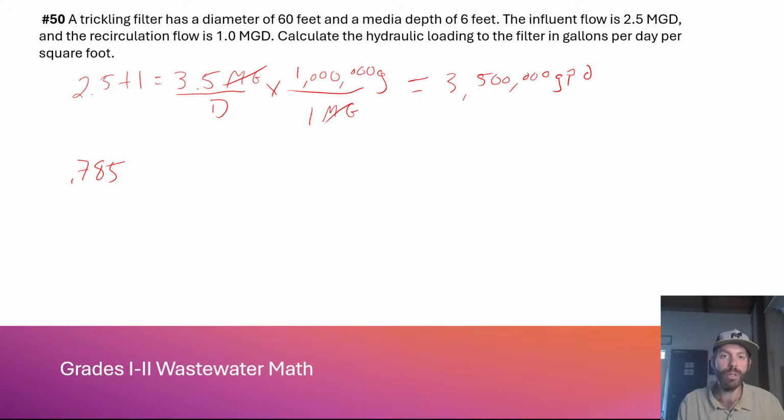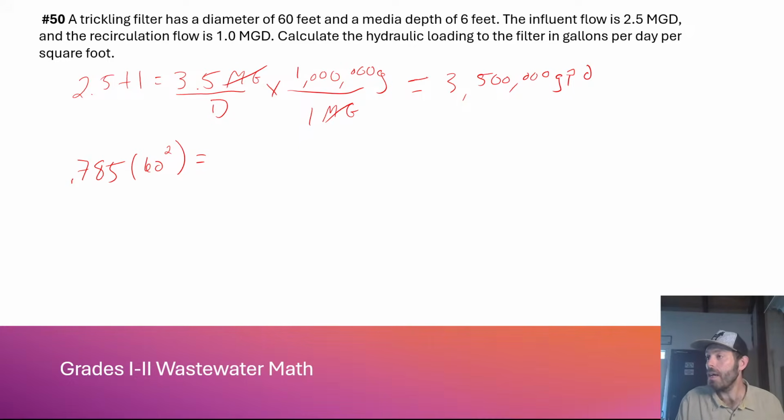If you want to use pi r squared, be my guest. I don't teach that way. 0.785 works really well for me for a lot of reasons, so I'm just going to stay with that for this training. Times 60 squared. So you put that in your calculator. I'll just do it to make sure I didn't mess up when I did my notes. 2,826 is what I got.